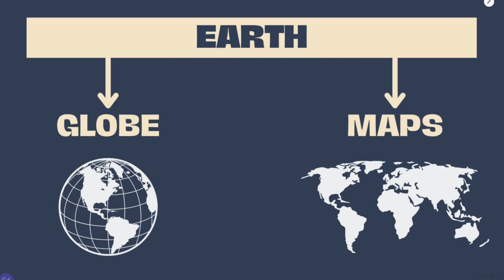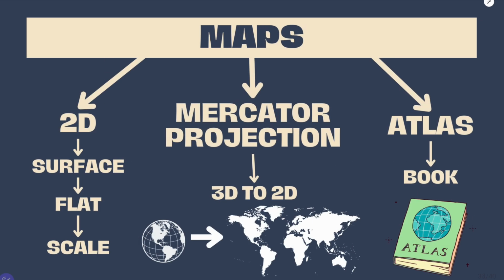Let's quickly recap what we've done in today's class. In the last class, we saw the globe, which is a 3D model of the Earth, and in this class, we've seen maps, which is a 2D representation of the Earth. A map is a 2D representation of the Earth's surface or a part of it drawn on a flat surface and according to scale. In order to flatten a 3D surface onto a 2D map, we use projections, and we saw the most famous projection, the Mercator projection.